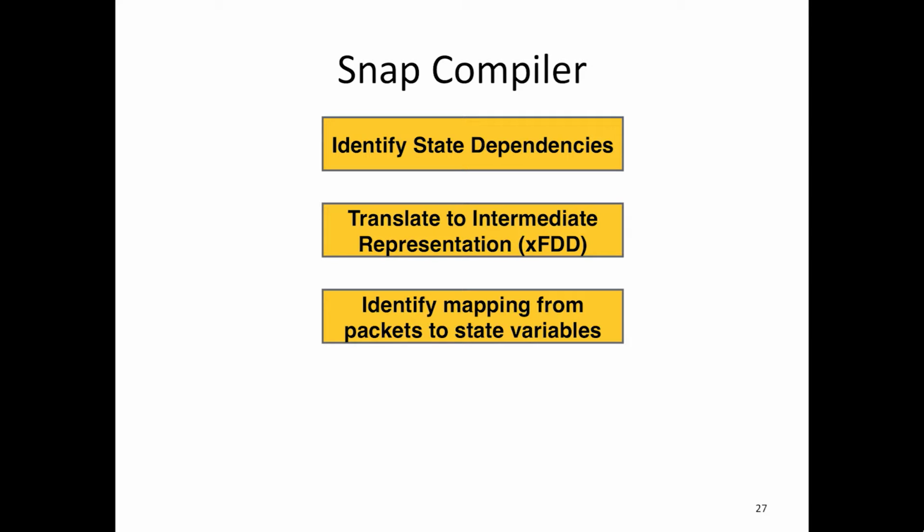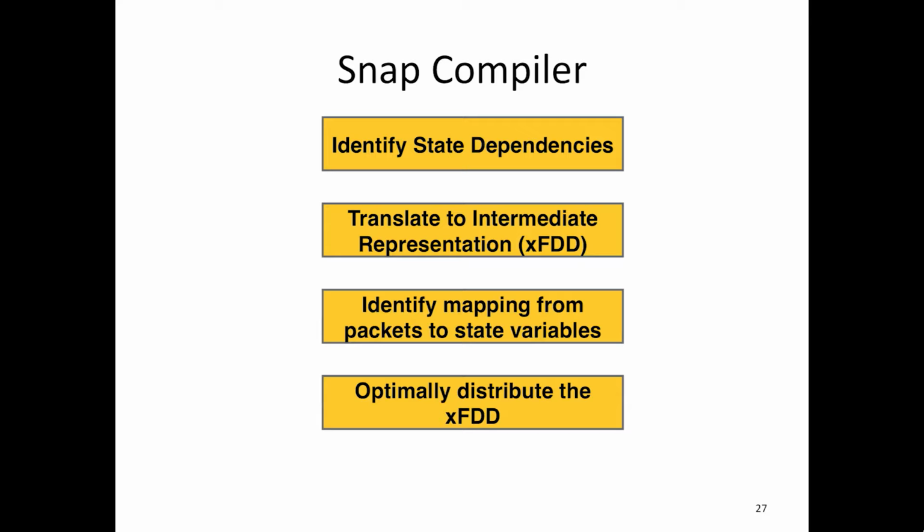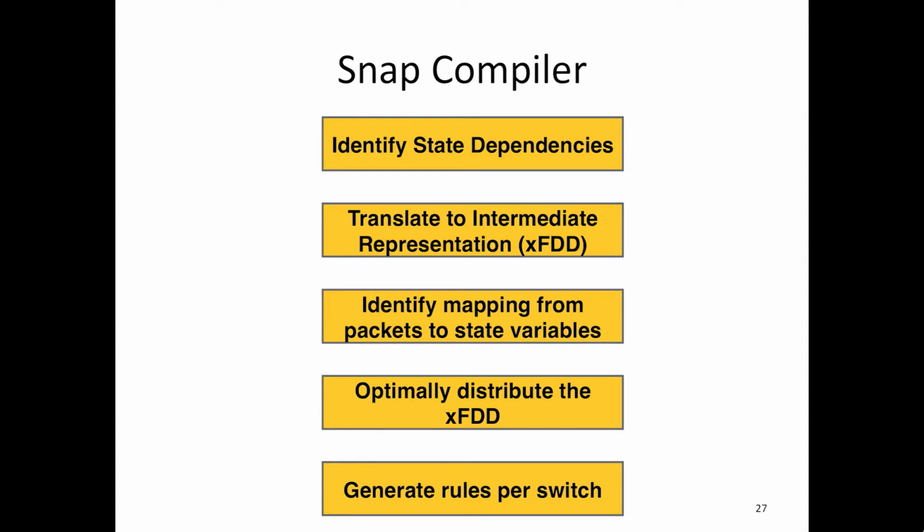That's called extended forwarding decision diagrams, extending previous work on binary decision diagrams. And then, based on the output of our analysis, we run a mixed integer linear program to distribute the final result over the collection of switches. For people that have worked on middlebox placement and traffic steering, our optimization problem will look very familiar. It's a very similar kind of problem. And then finally, we'll generate the switch level rules.